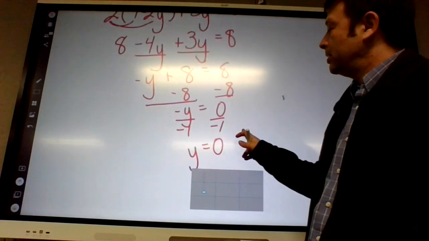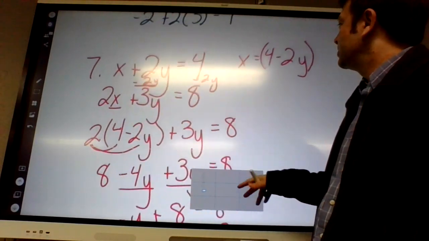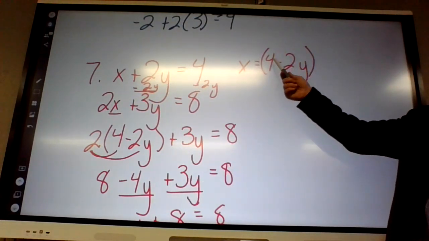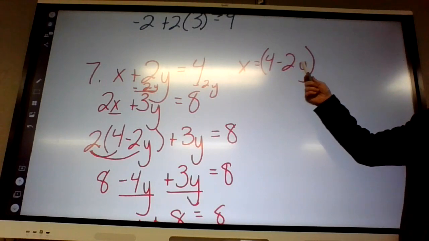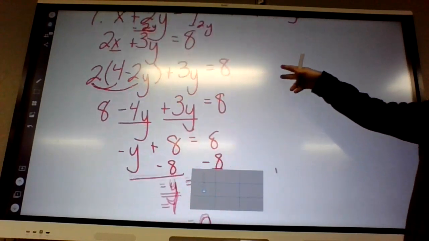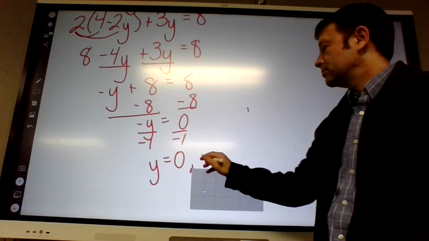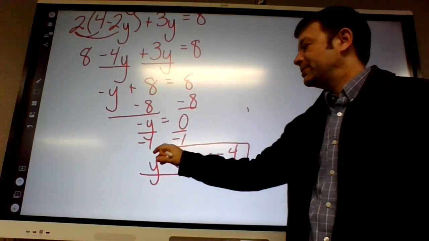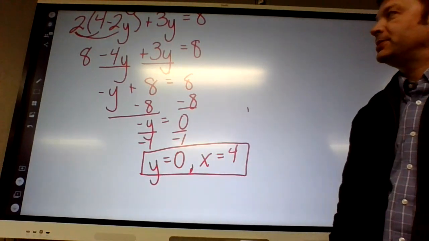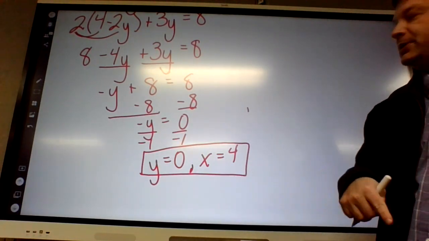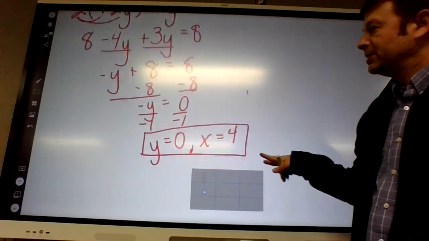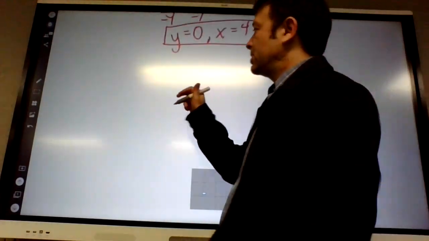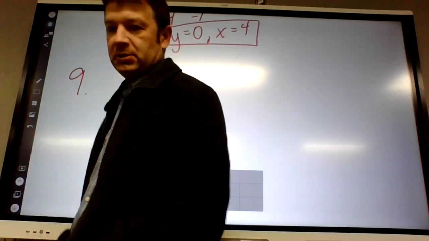Okay, if y is 0, remember on substitution it's kind of nice because we have a good equation to plug stuff into. 4 minus 2 times 0, 4 minus 0 is 4. And you can also check your answers, might be a good thing to do on the test. Plug it in the equation we didn't use to get the answer. If it works in that one as well, that's right. All right, number 9. Yay, elimination.